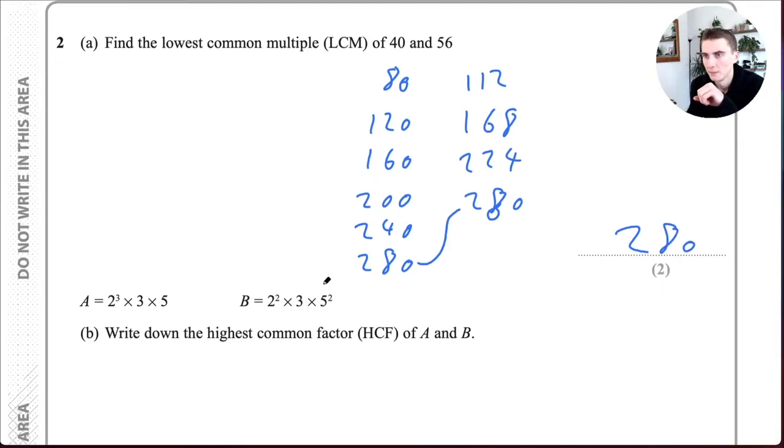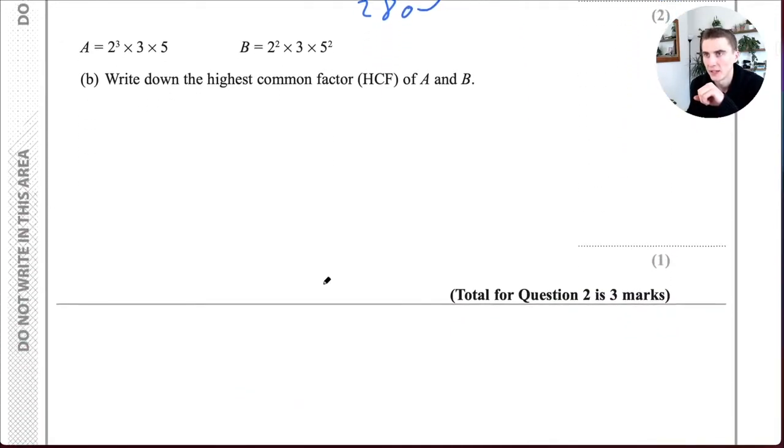All right. So part B then. This is similar, but this time we have to find the highest common factor of A and B. We haven't been told exactly what number A and B are, but we've been given A and B in terms of their prime factors. So you can see they've written A basically as a product of these prime numbers.